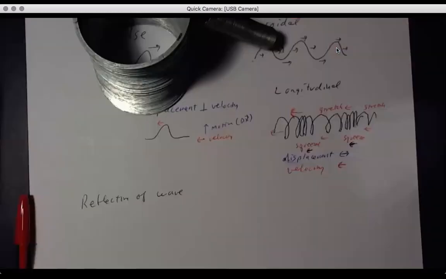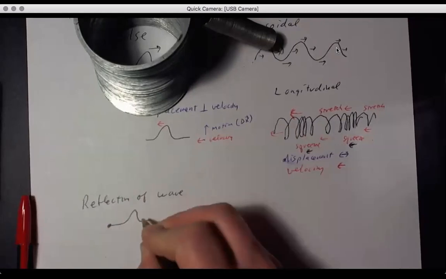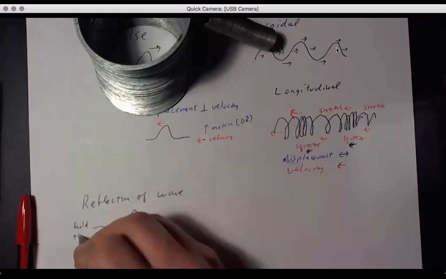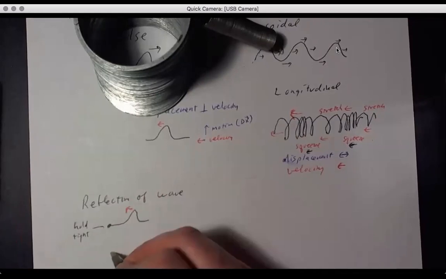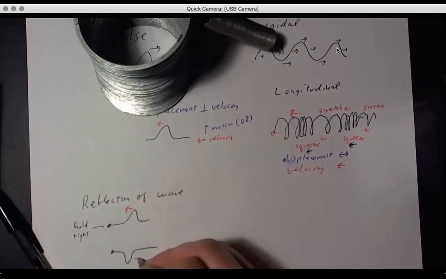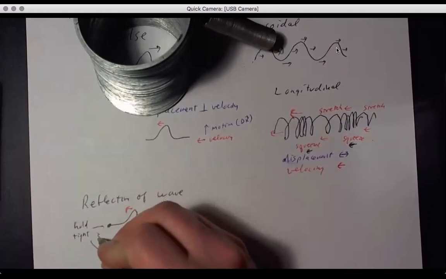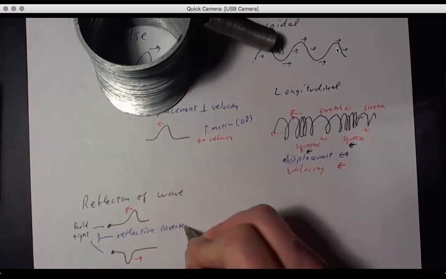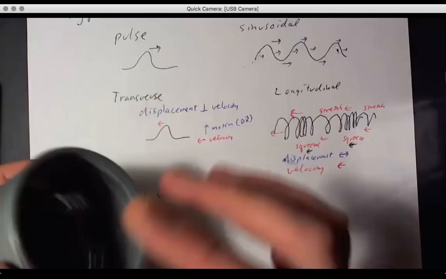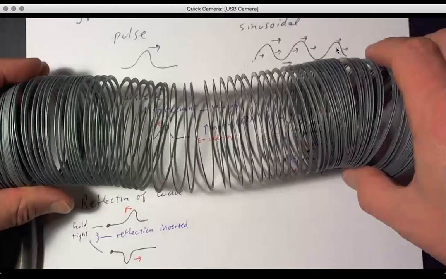And so if I hold this end tight, and it's going in, then after reflection, it's going back out. It's inverted. So hold tight: the reflection is inverted. And if I go the other way, of course, if I start down here, then it comes back going up.